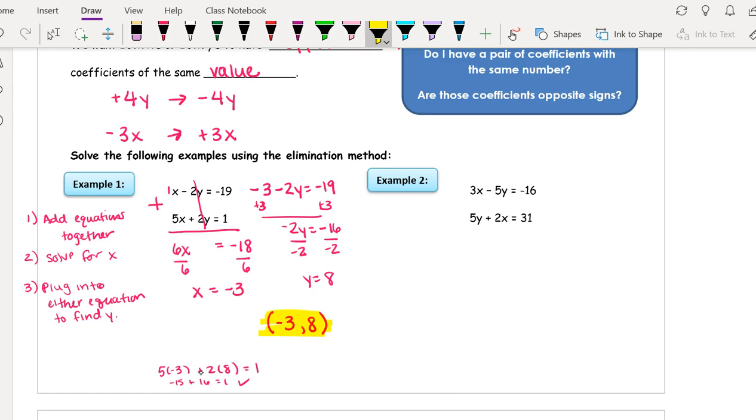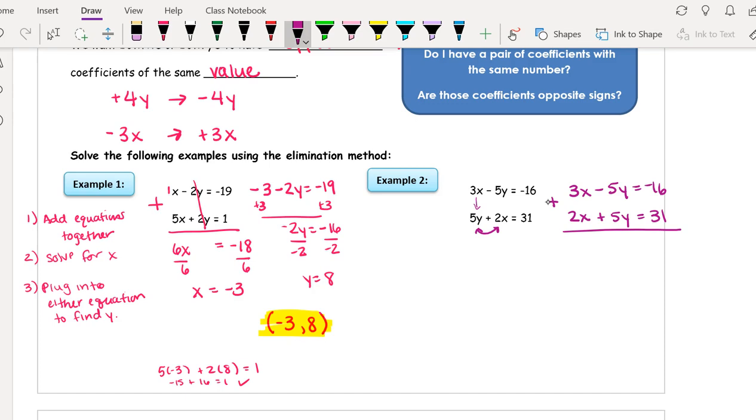Example number 2. Step 1, make sure the x's and y's are aligned. Nope, they're not. So I'm going to switch around the second equation, so that it reads 2x and positive 5y is 31. All I did was switch around, making sure the signs stay the same as they were in the original.